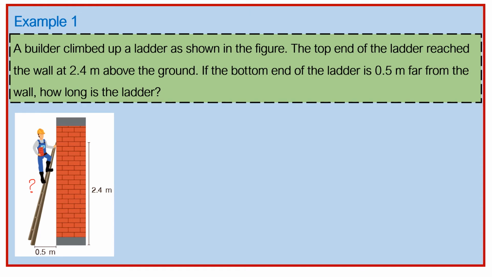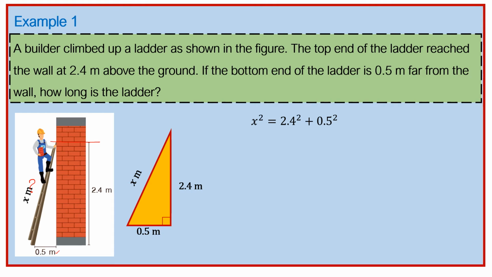We see that the distance between the wall and the ladder is 0.5 meters, and the ladder moved and covered 2.4 meters from the ground. So you can see that this scenario forms a right triangle, and for that case we need to know the hypotenuse. So since this is a right triangle, we can use the Pythagoras' theorem.